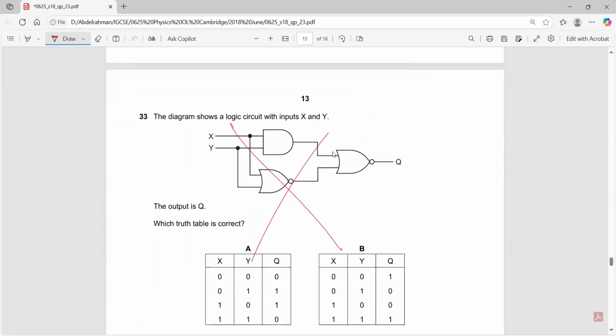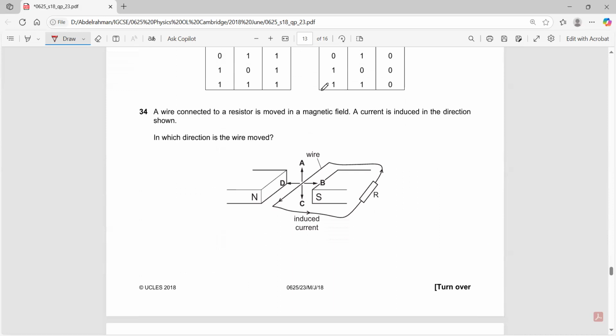33 is cancelled. 34, in which direction is the wire moved? If you have an induced current, then you will use Fleming's right-hand rule. So you'd find that the first finger is pointing from the north to south, and the second finger is pointing out of the page, and therefore the force would be downwards, or C.